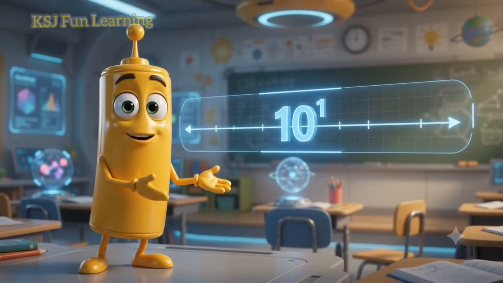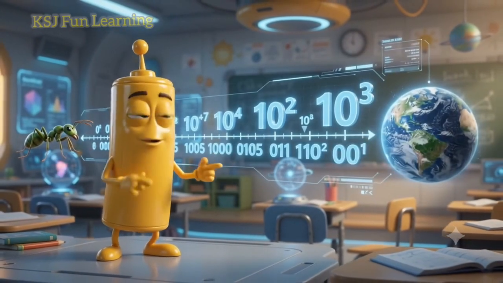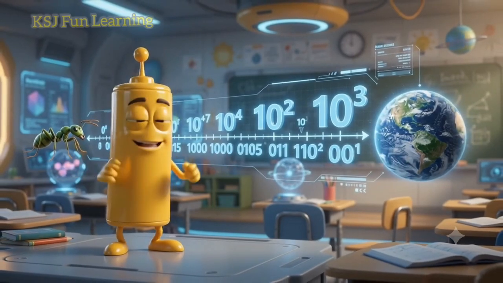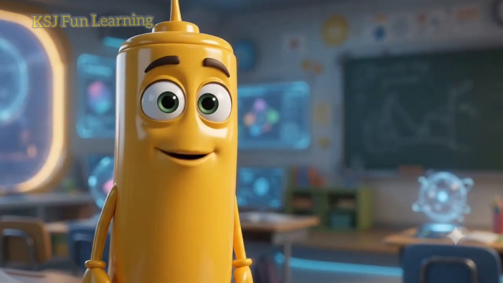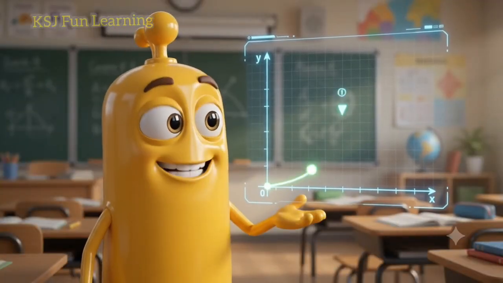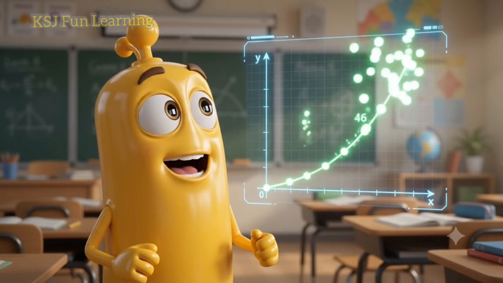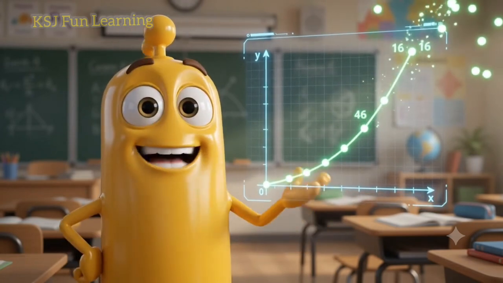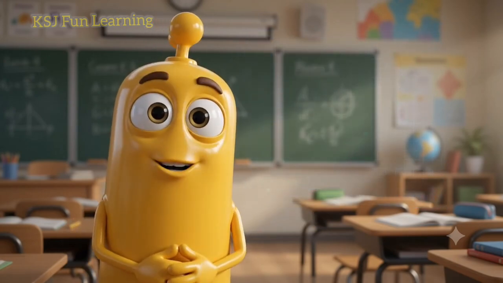Exponents aren't just theory. Scientists use powers of 10 to measure everything, from the size of an ant, to the distance to a planet. It's the easiest way to write extremely large or small numbers. Exponents also explain how things grow really fast, like population growth or money multiplying with compound interest. That's called exponential growth, and it all comes back to powers.